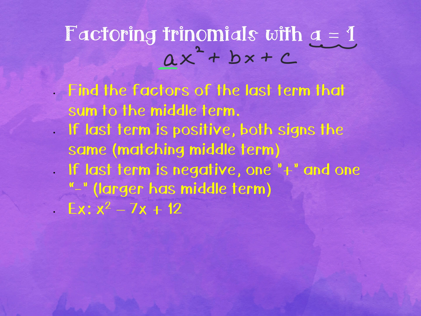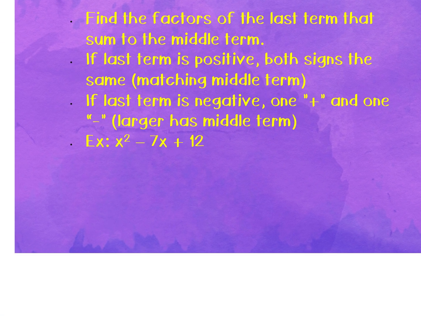So my first example here, I am looking for two factors of positive 12 that when I add them up, I get a negative 7. So my clue here is my last term is positive, so both of the signs on my factors of positive 12 are going to be the sign of the middle, which is negative. So my factors of positive 12 will be negative 1 and negative 12, and then negative 2 times negative 6, and then negative 3 times negative 4.